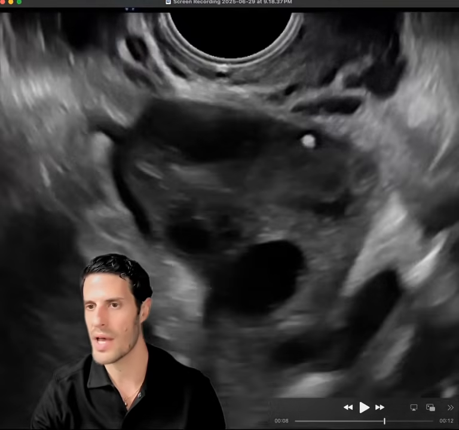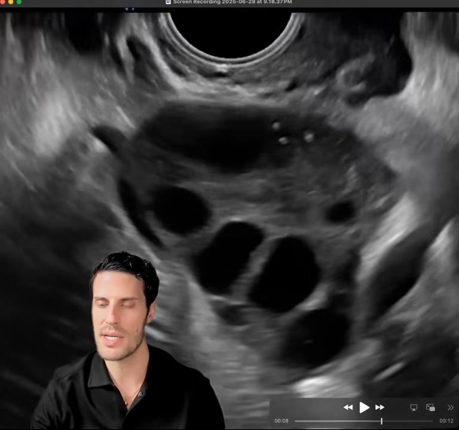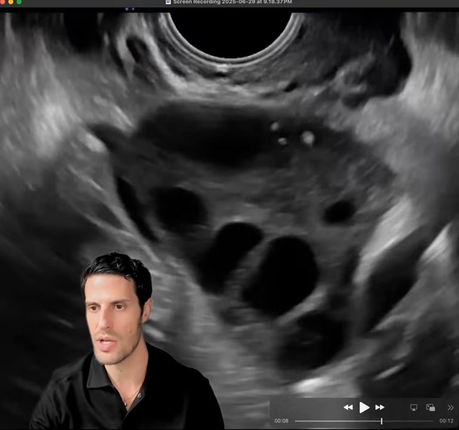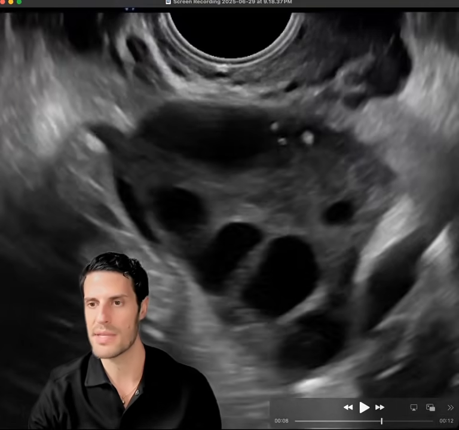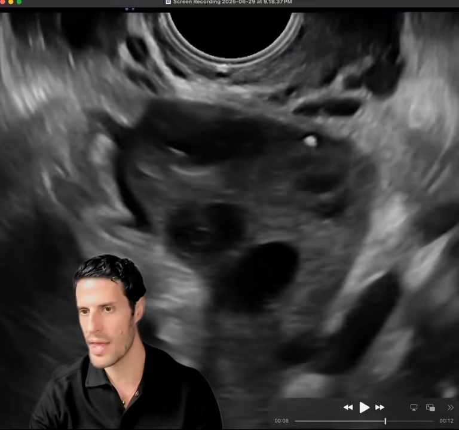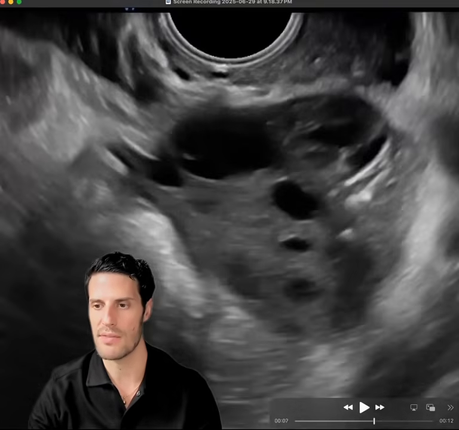And hyperechoic foci can be normal, but in the context of this particular patient's clinical indication, as well as the all-encompassing findings, we think that this is endometriosis in a very subtle form.